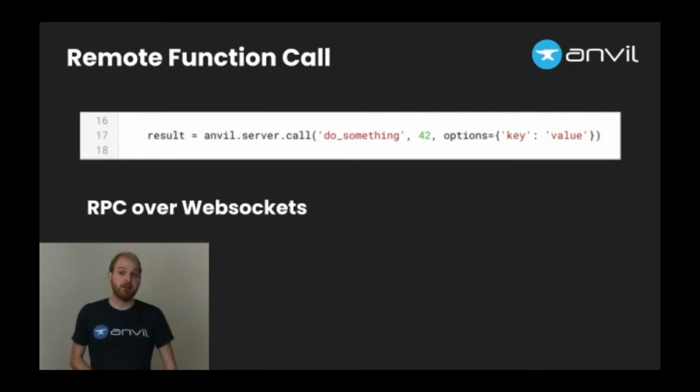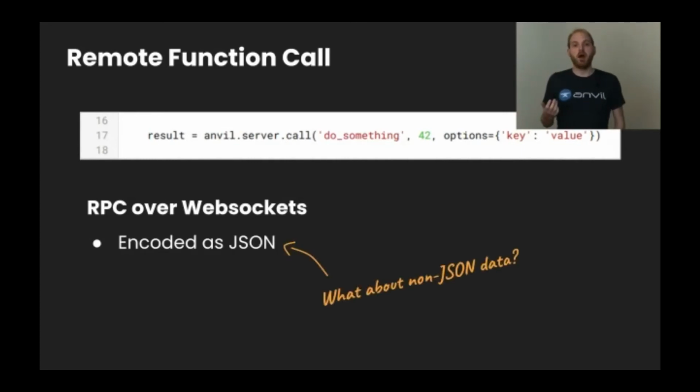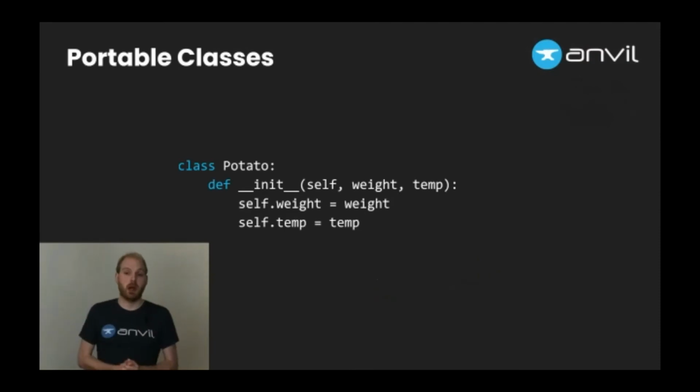And the way this is actually implemented is a remote procedure call system over WebSockets with the arguments and return values encoded as JSON, which works fine for expressions like this one. But of course, you've just seen me slinging around objects that definitely are not dictionaries, numbers, none, and lists, and so on, such as those database rows or iterators you saw me throwing around. And it's reasonable to ask, so what do we do with the non-JSON data? And Anvil's answer to this is the Portableclass.